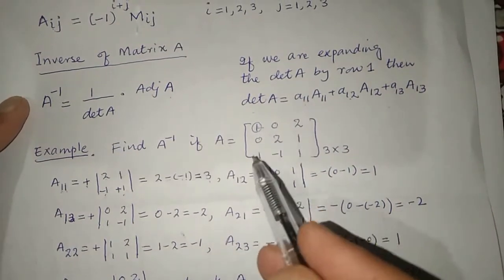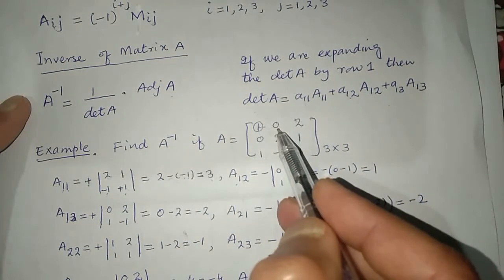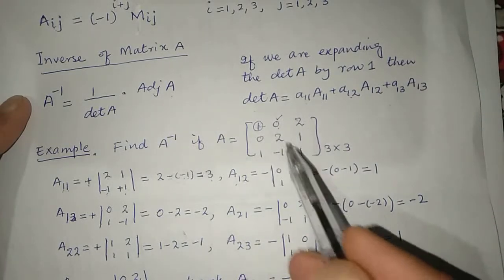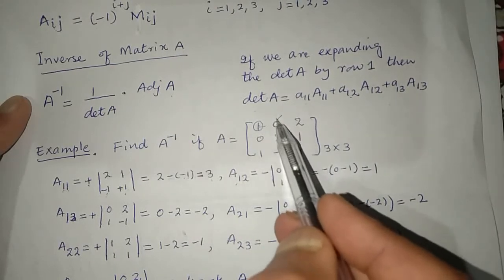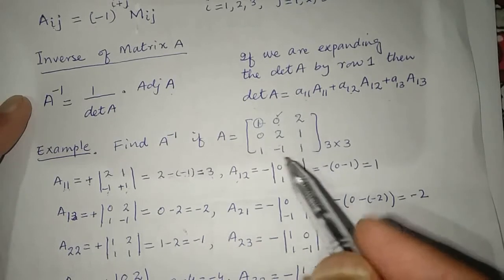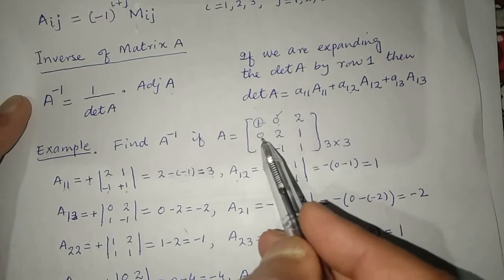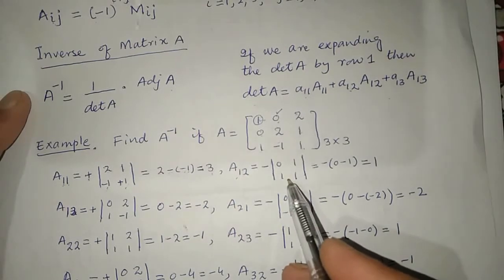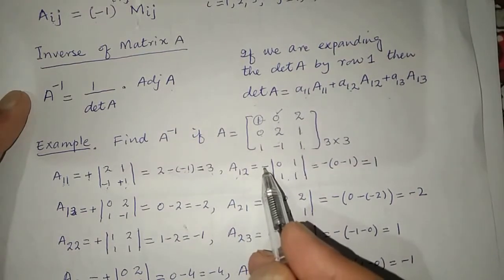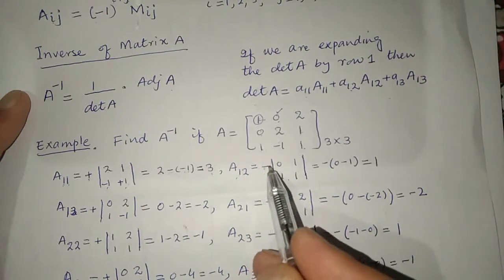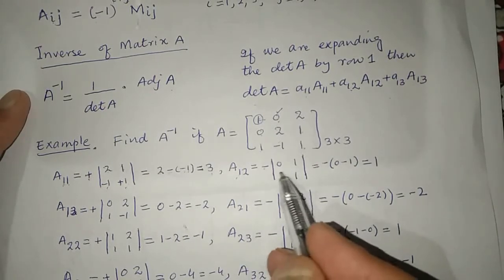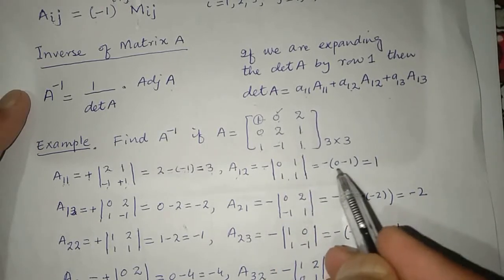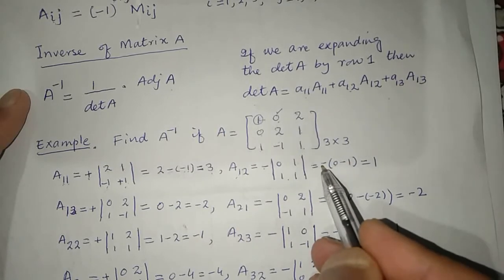In a similar way, A12, with respect to the element A12. This element is highlighted, and the row and the column containing this element are hidden. The elements left are 0 1 and 1 1. These are put in the determinant, and here we put minus because 1 plus 2 is odd. So opening it: minus of 0 into 1, 0, minus 1 into 1, which is 1. So 0 minus 1 is -1, multiplied by the minus sign gives +1.